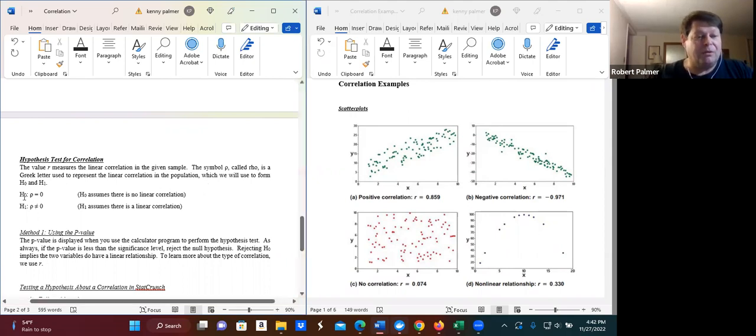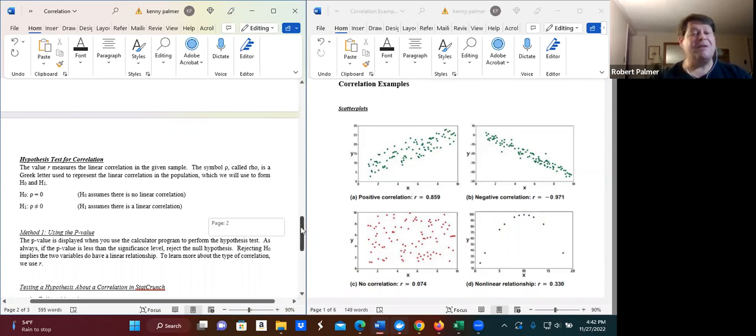In a similar way, our null hypothesis H0 is that rho, the population correlation coefficient, is 0. This assumes there's no linear correlation. Once again, that's the proper assumption for a null hypothesis, essentially no effect. The alternative hypothesis is that rho is not equal to 0. If we reject the null hypothesis, then we go with the alternate hypothesis H1 or HA, and that assumes that there is a linear correlation.